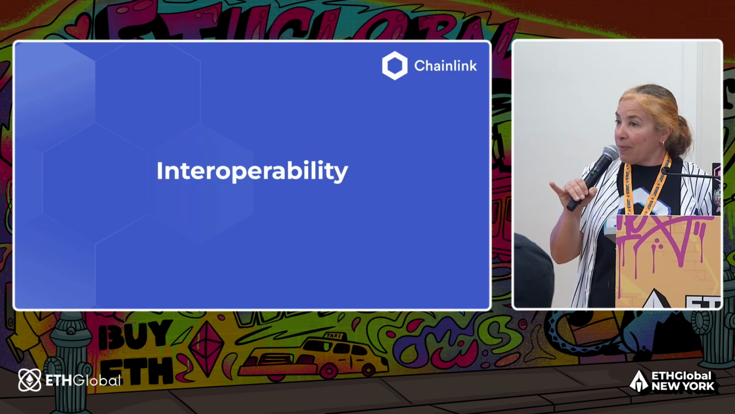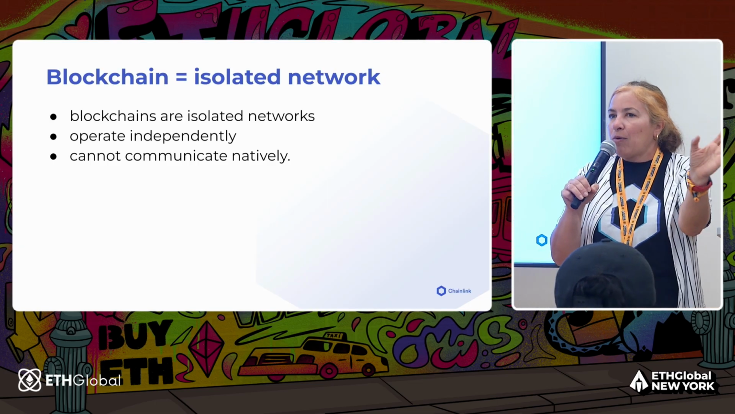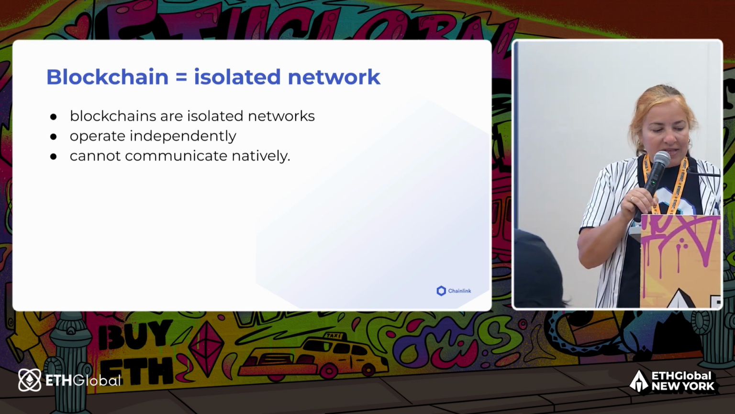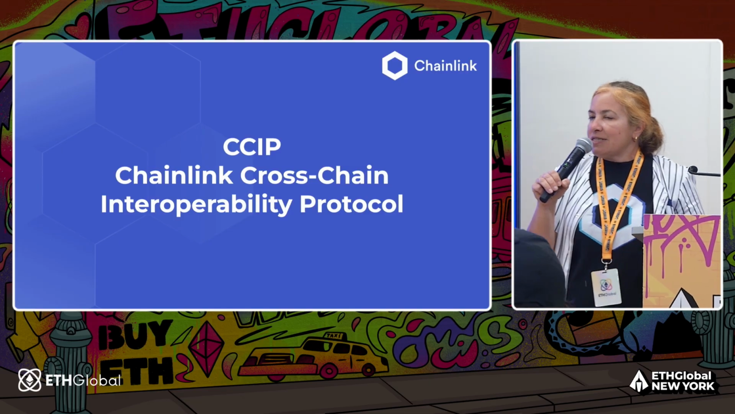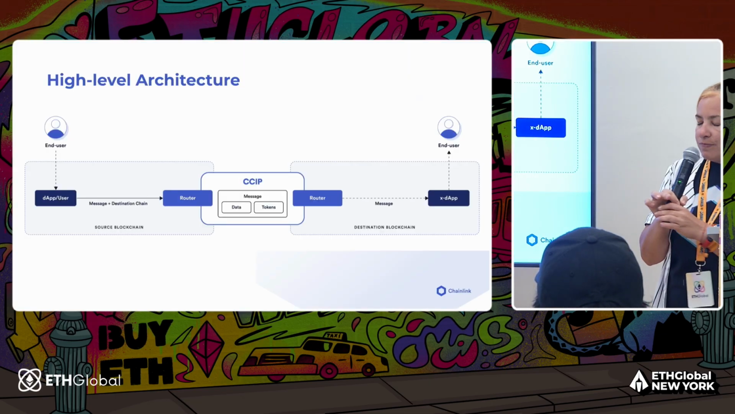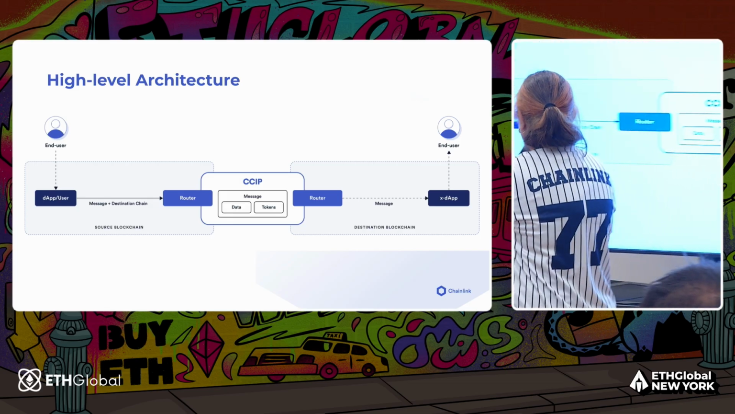And okay, interoperability. You know that a blockchain is an isolated system. How can I communicate between blockchains? This is the concept of interoperability, and this is the concept of CCIP. So, for CCIP, we should start on this side.